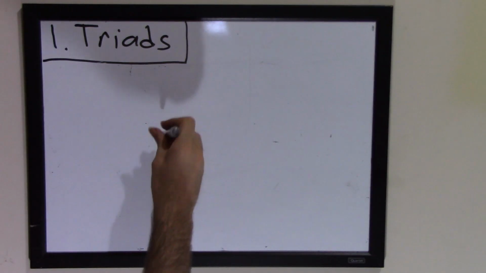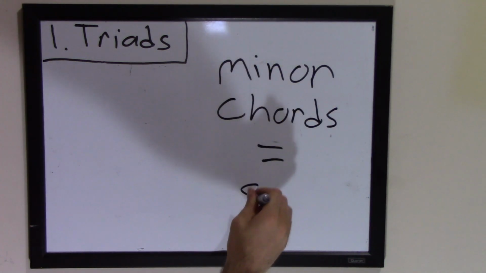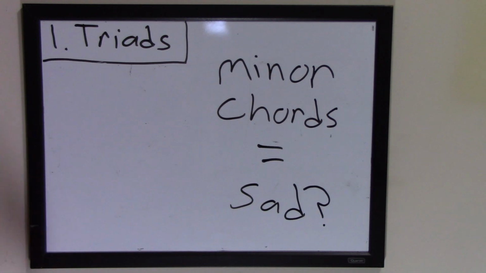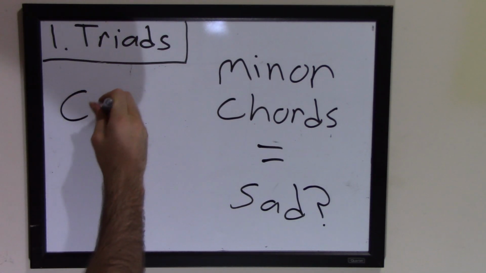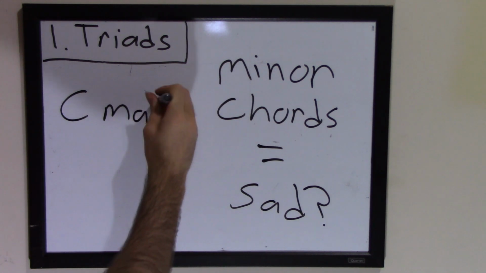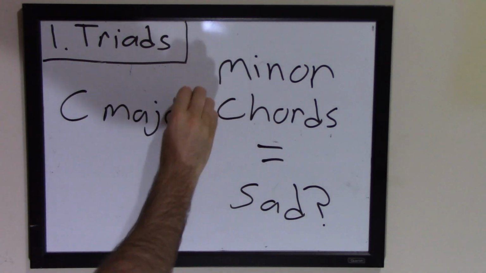These typically sound a little more sad. I don't really know how else to say it. Dreary. They're not as cheery or happy as the major chord. To help you understand that, here is a C major chord followed by a C minor chord. C major, C minor.